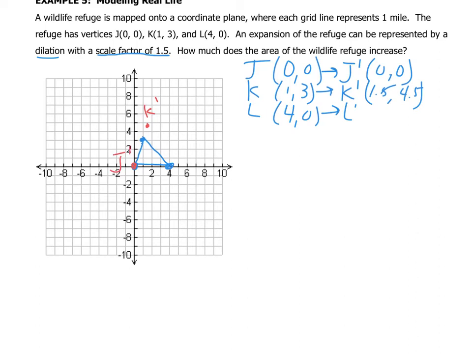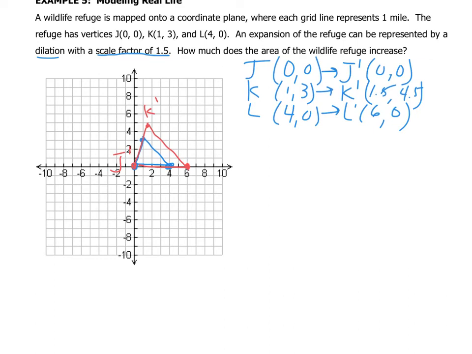J prime, again, they're a little too confusing right in here to put those originals, but notice the originals were the blues. And then I'm going to go 4 times 1.5, which is 6, and 0 times 1.5 is still 0. So then that I can plot at 6, 0. So notice the refuge has gotten bigger, which makes sense because they're multiplying by greater than 1. But this doesn't really answer the question on this.